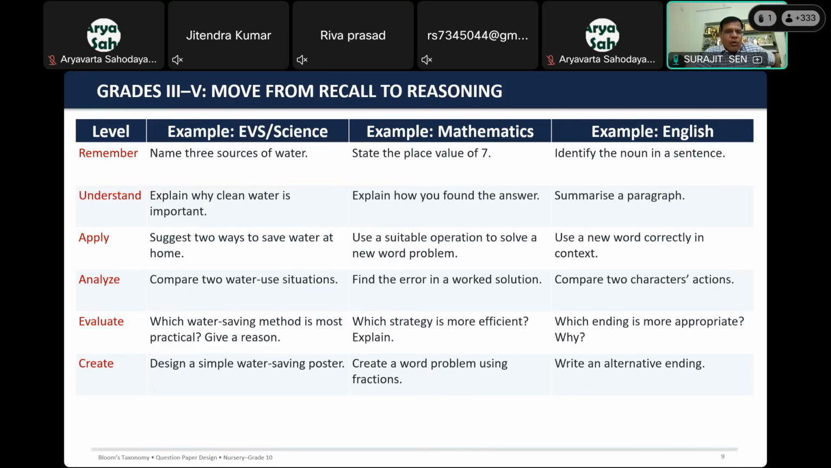Okay, evaluate which water saving method is the most practical, give reasons. So the students will give the reasons after removing certain things which are not necessary. And design a simple water saving poster, that is, create something out of it. Explain which strategy is more efficient in mathematics, or which ending is more appropriate and why. Yes, a very common question we ask. Write an alternative ending. So this will come up with new things. This is where we can make the questions. These are just simple examples. Okay, but you can apply different ways and means to go forward.